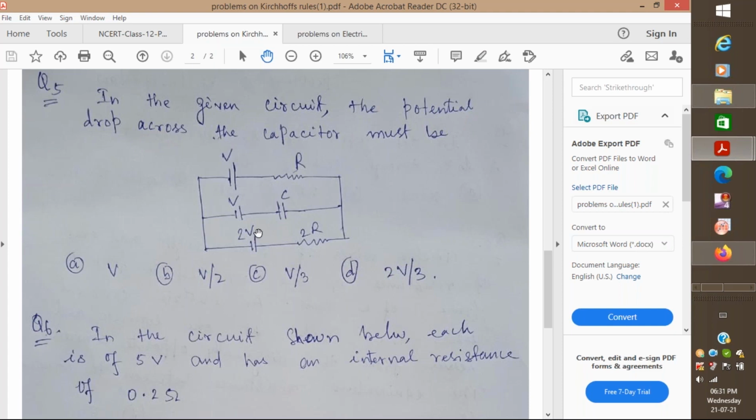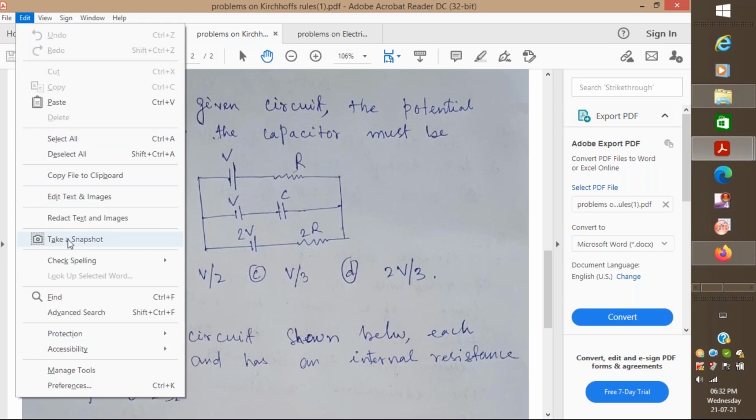These two problems are a little bit tricky. Let us see how we can solve them. The question: in the given circuit, what is the potential drop across the capacitor? In this circuit there are three batteries. This has voltage V, this also has voltage V, this has voltage 2V, and in the middle branch there is a capacitor.